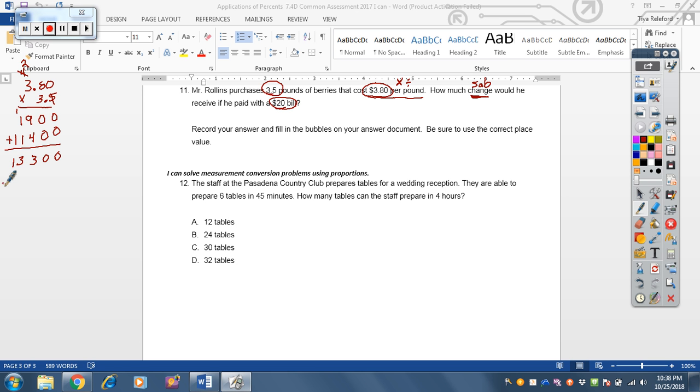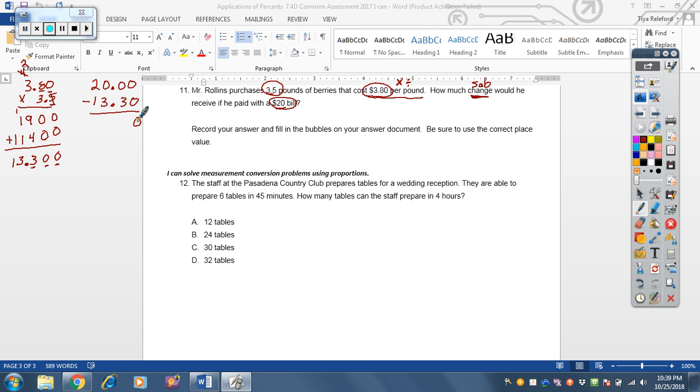Now, to put our decimal where it goes, up here I have 1, 2, 3. Yes, you have to underline the numbers just like me. 1, 2, 3. That is not your answer. That's how much the berries cost. The question says, how much change would he receive? So you need to subtract $20 minus $13.30.